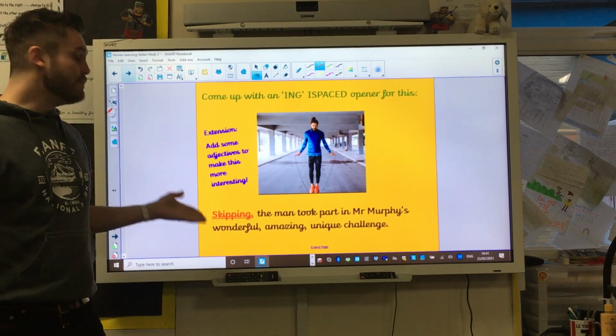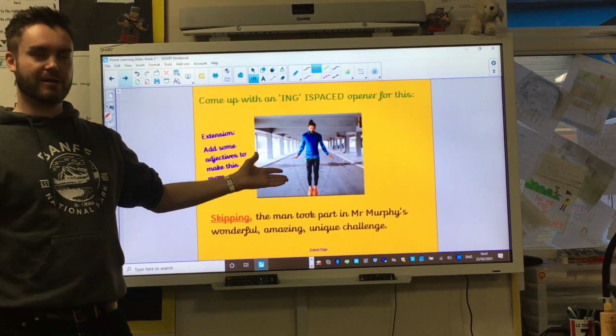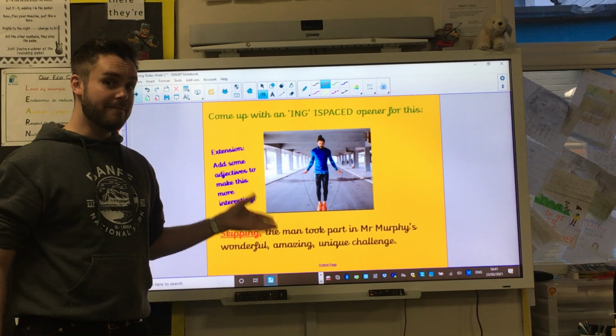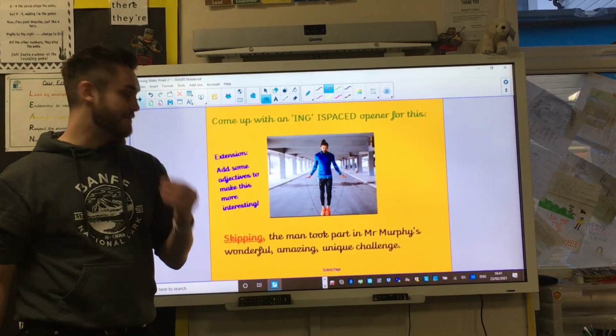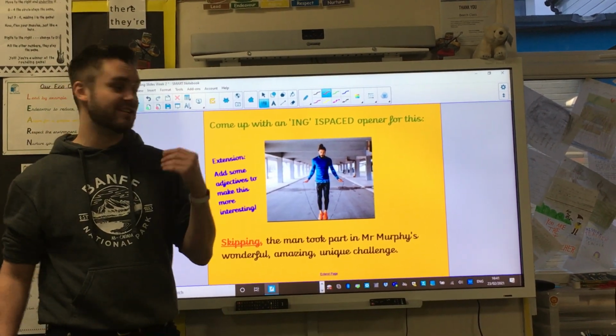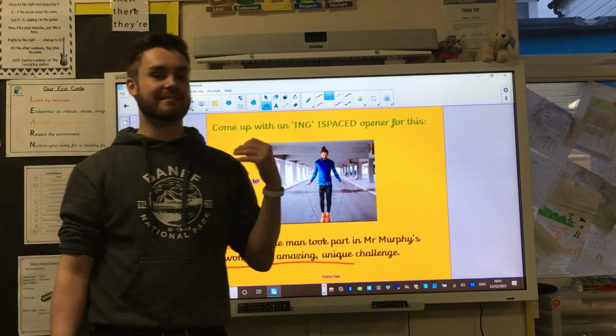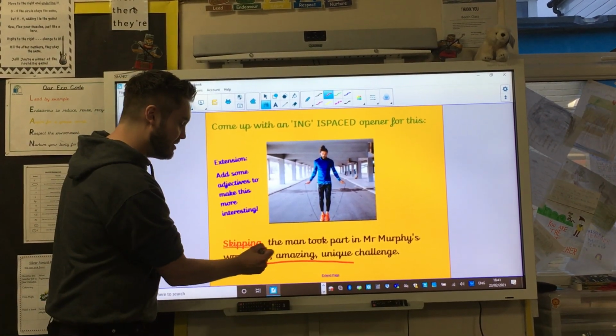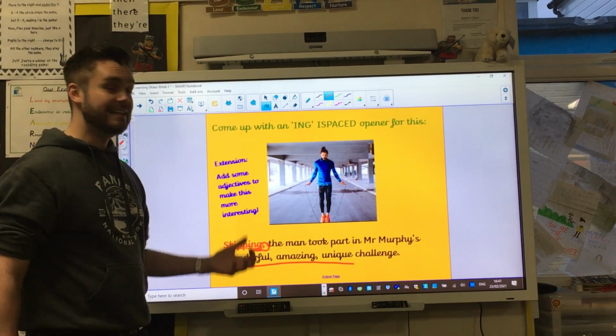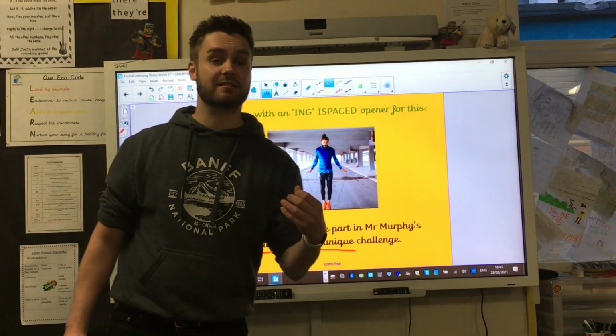Nice and simple. You could put skipping, because quite apparently the man is skipping. So, "Skipping, the man took part in Mr. Murphy's wonderful, amazing, unique challenge." And again, I've added some adjectives, and this time I've turned it into a list sentence. But remember, ing word followed by a comma. That needs to come at the start of the sentence.